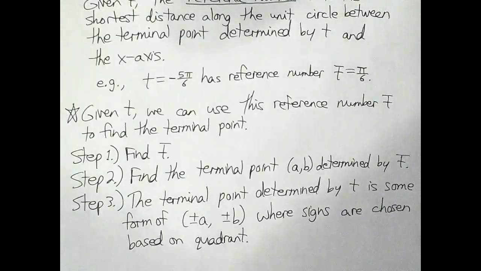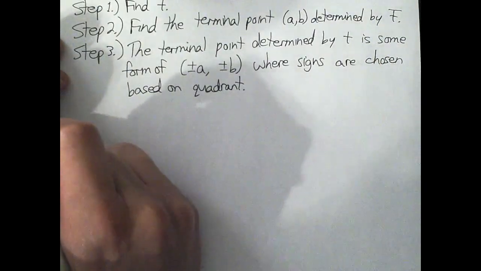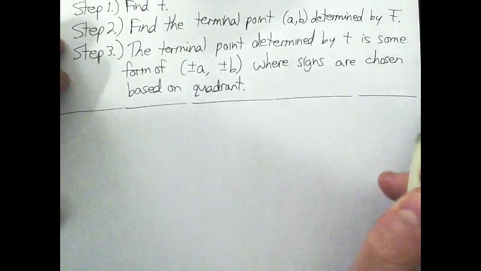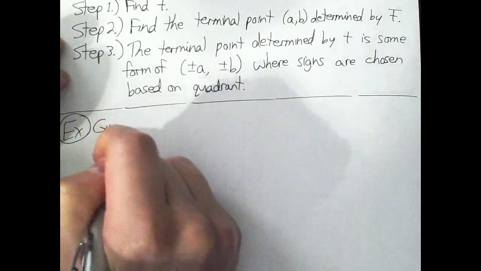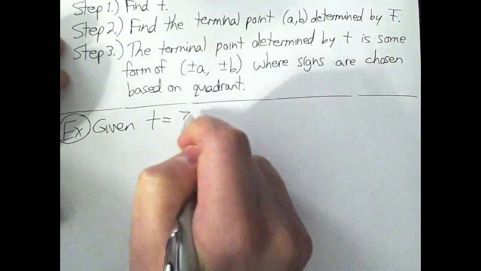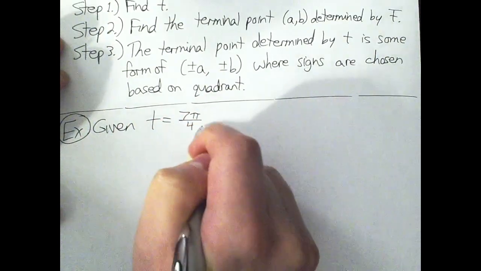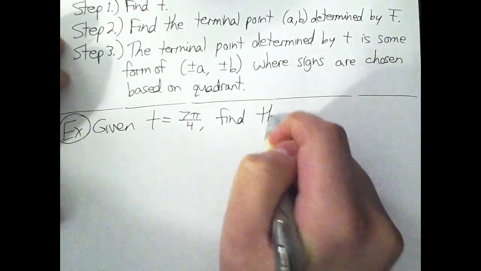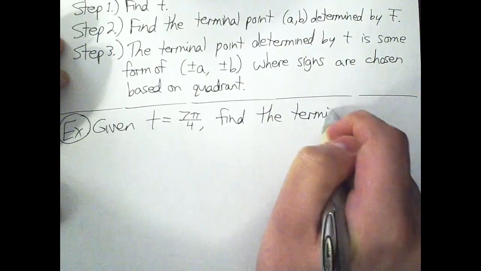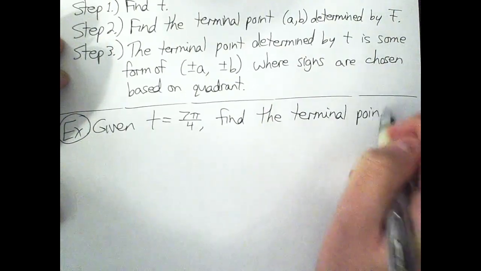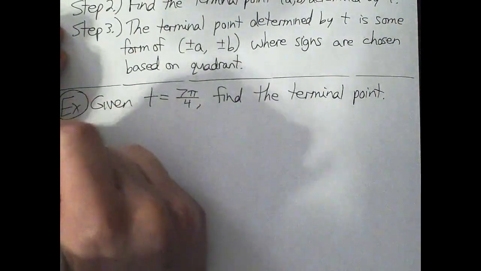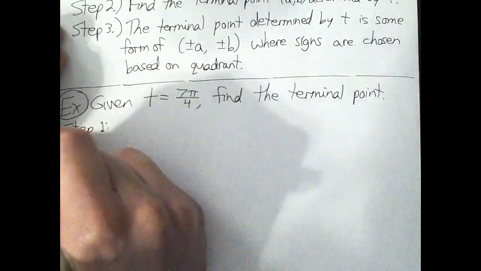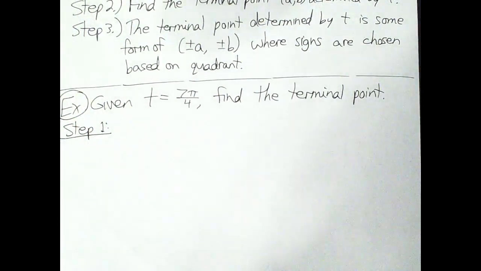Let's do another problem. Let's do a fresh problem. We can forget about that pi over 6 stuff. Okay, I'll talk us through this one. Example, given t equals 7 pi over 4, find the terminal point. Now, I think we might draw more than one unit circle for this problem. That's okay. You just think of them as scratch work. Step 1. Step 1 is to find t bar.